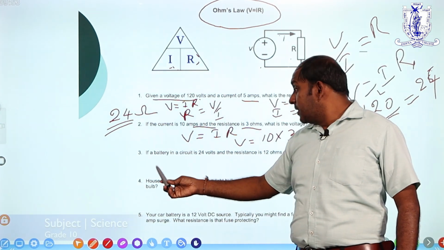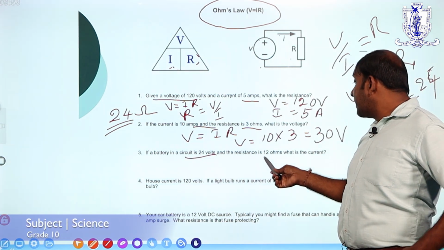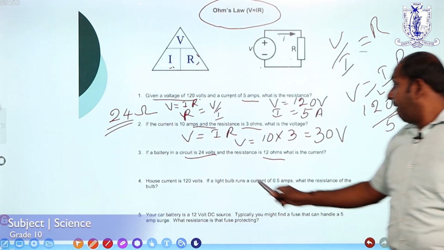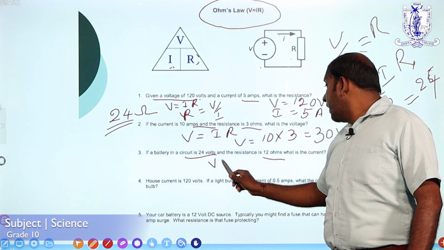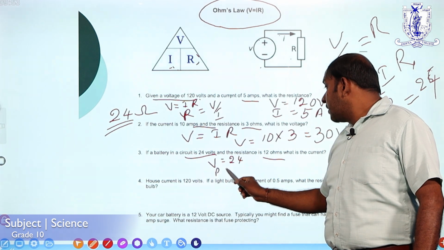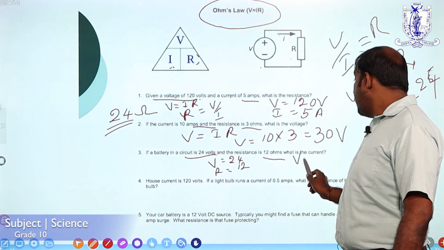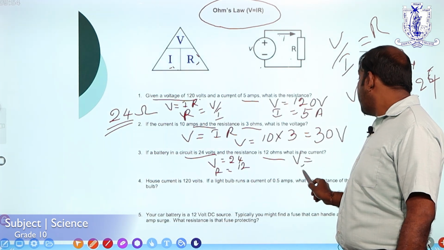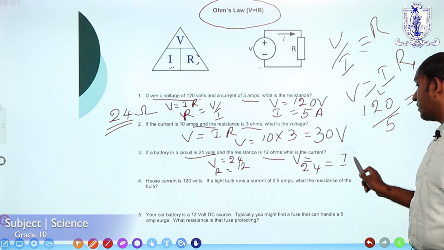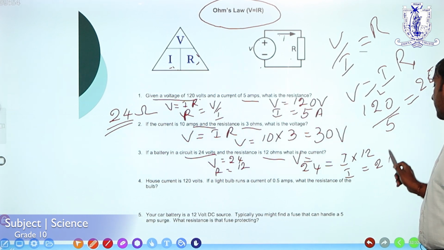And if a battery in a circuit is 24 volts and the resistance is 12 ohms, what is the current? V is 24, R is 12. So V is 24, equal to I, which we find, times 12. I is 2 amperes.